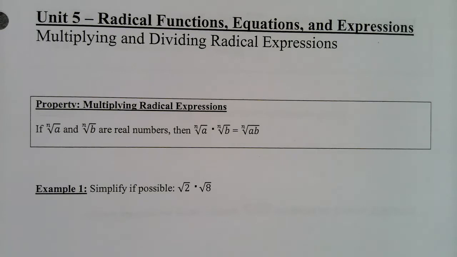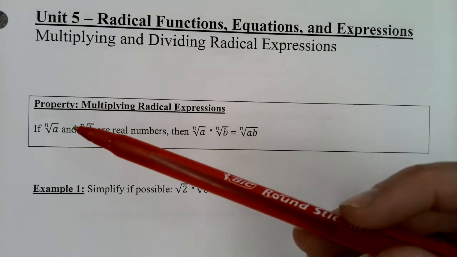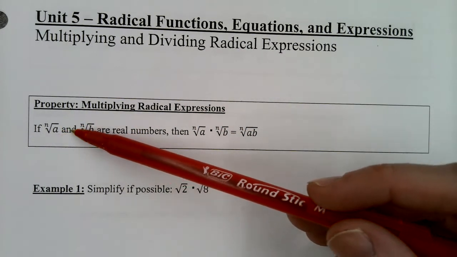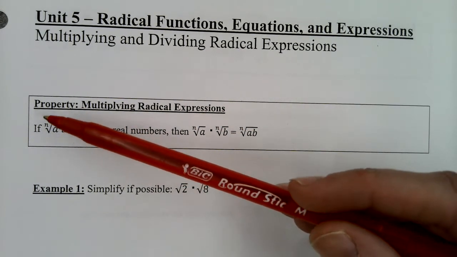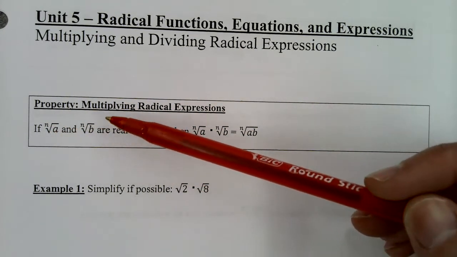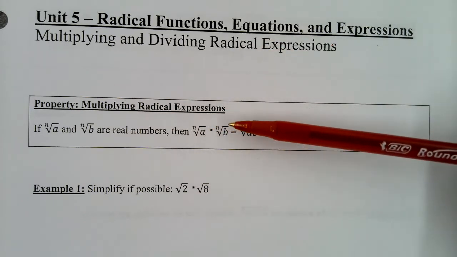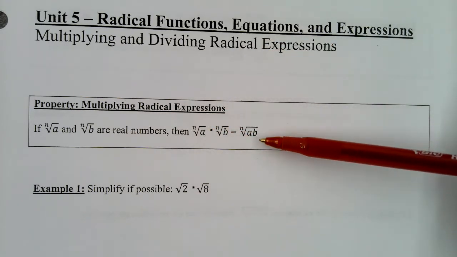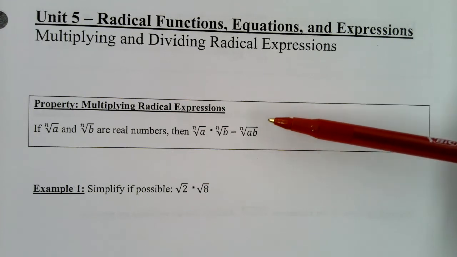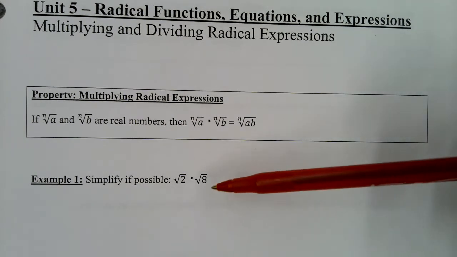The first property that you need to know is called multiplying radical expressions. If the nth root of A and the nth root of B, notice how the index is the same, are real numbers, then the nth root of A times the nth root of B equals the nth root of A times B. Okay? So we're going to apply that to example 1.